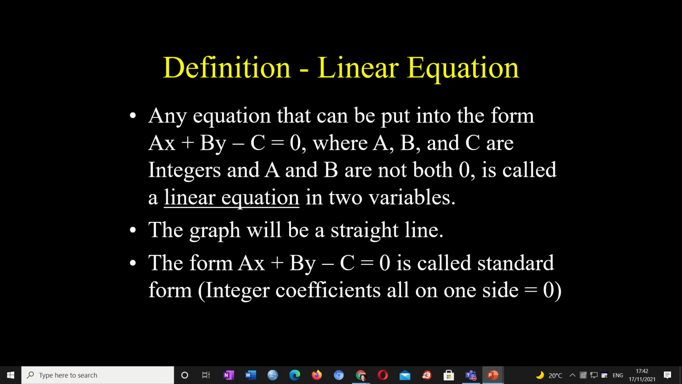It may be a line y equals something, or x equals 5. These are also lines, but both of them cannot be 0. If both of them are 0, we get 4 equals 0, for example, and that's not logical.